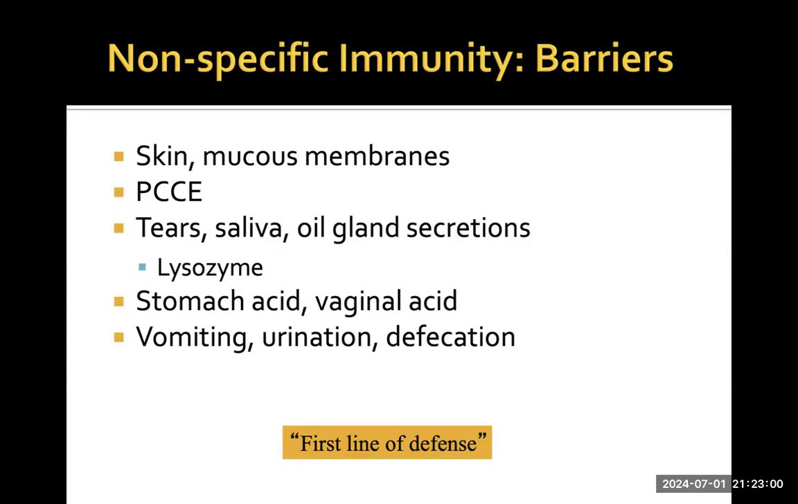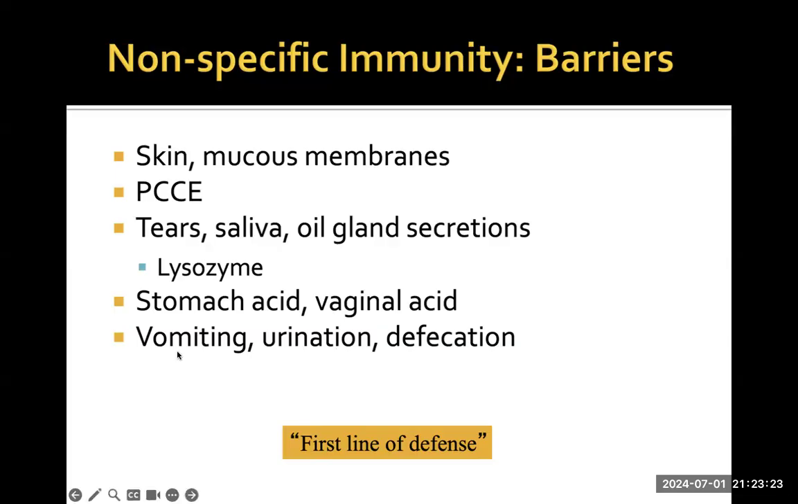Other barriers are like stomach acid or vaginal acid. Basically, the really acidic environments tend to kill off a lot of substances because it's so far outside of their optimal pH, they die. And the last parts of vomiting, urination, and defecation, those are ways to excrete substances out of your body that shouldn't be there.